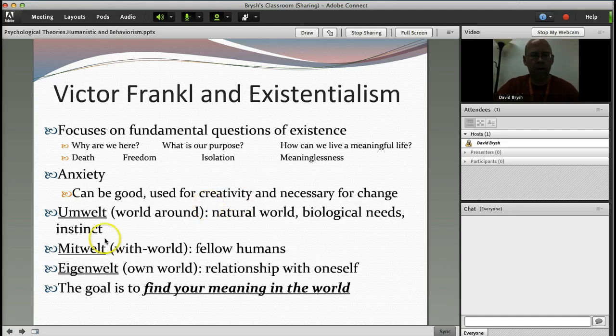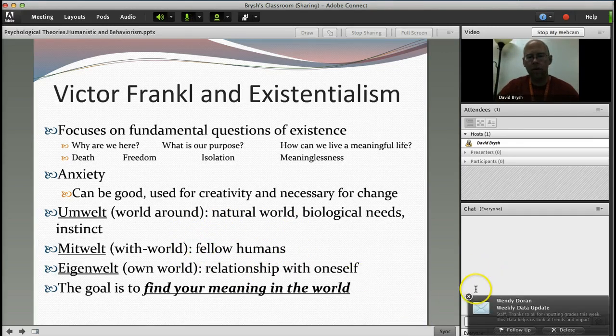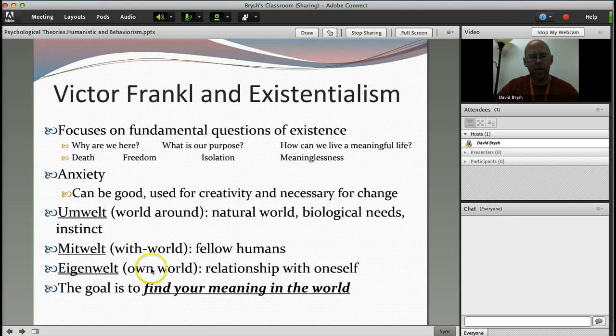The Mitwelt is the with world, right? So those are the fellow humans that are with you. So this is your friends, your family, your peer group, your classmates, your teachers, your bosses, who else would be in your life? Random passersby you meet on the street or on the bus, right? Those sorts of things. That's the with world. Eigenwelt means own world. That's the relationship that you have with yourself. So those are all the internal thoughts and feelings and desires and goals and all those sorts of things you have with yourself. That's the Eigenwelt, the own world.